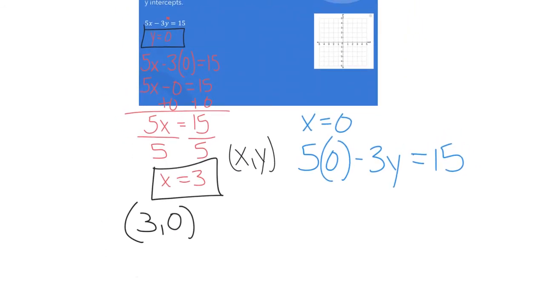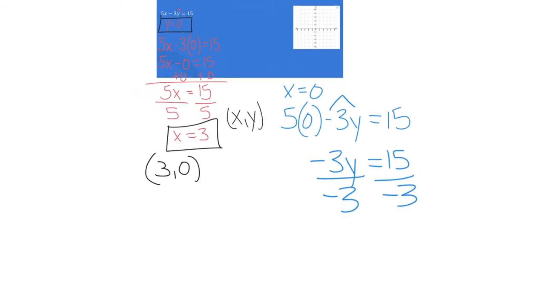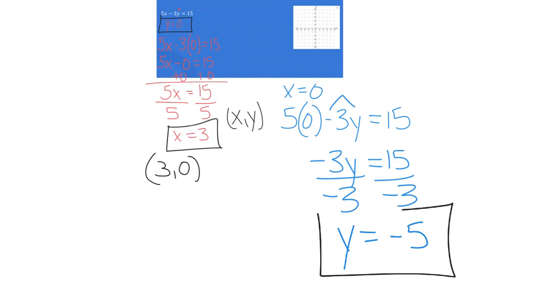We solved for x, now we're solving for y. Well, 5 times 0 is just 0, so nothing happens there besides we get negative 3y equals 15. Remember, the sign in front of it needs to stay with it. We have negative 3 times y, so we're going to divide by a negative 3. Don't forget those negative signs, it'll mess it all up. Y then equals negative 5. So this is our point in our y, and we said x was 0. So here's our other point, 0, negative 5.